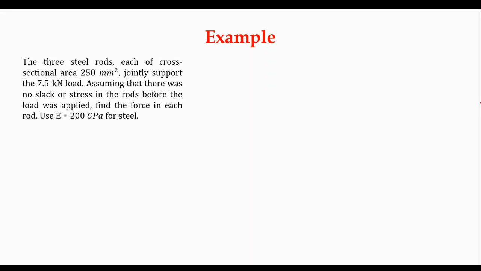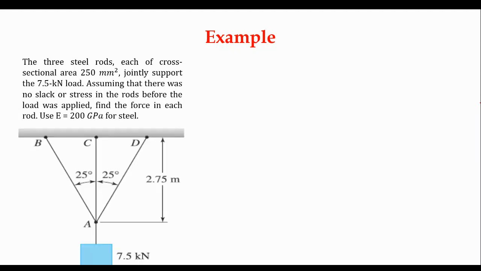Okay, so let's proceed. The three steel rods, each of cross-sectional area 250 square millimeters, jointly support the 7.5 kilonewton load. Assuming that there was no slack or stress in the rods before the load was applied, find the force in each rod. Use elasticity of steel equal to 200 gigapascal. Okay, so this is the figure, guys.